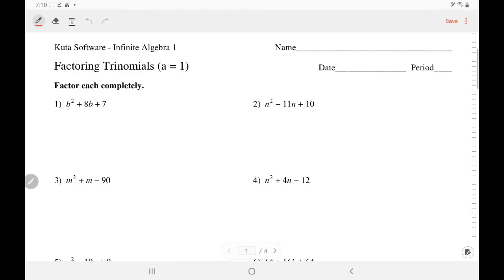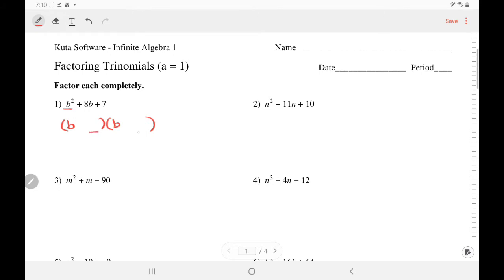Today we're going to do Kuta Software Algebra 1 factoring trinomials. So this is a trinomial. It has 3 terms. We factor it into 2 binomials. This term and this term have to multiply to be b squared. So no choice, b times b is b squared.